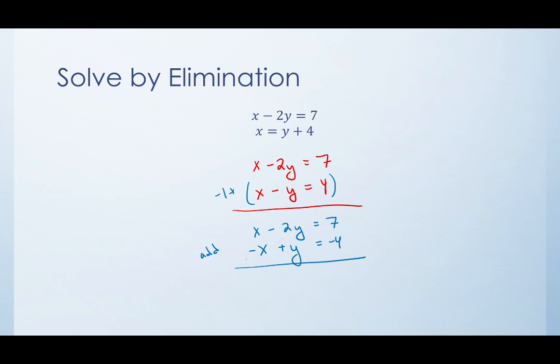The x's are going to drop out. I've got minus 2y plus y, so minus y equals 3. y equals negative 3. And then we can substitute into either of the two equations to solve for x. This is the obvious choice here, because it's solved for x already. So x equals -3 plus 4, which is 1. So we've got the point x equals 1, y equals -3 as our intersection point for this particular linear system.